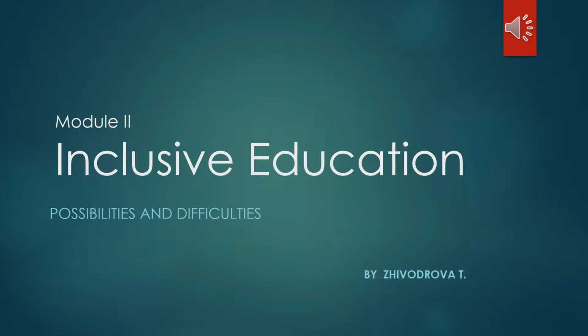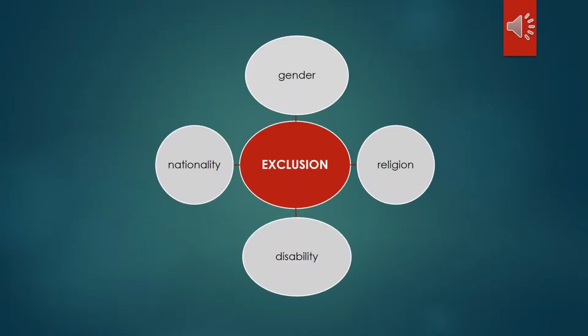Module 2. Inclusive Education. Possibilities and Difficulties. Millions of children around the world are not in school, often because they are judged to be too different. The basis of the exclusion may be gender, nationality, religion, or disability. In this module, we'll be looking specifically at disability and how disabled children are excluded from schooling.